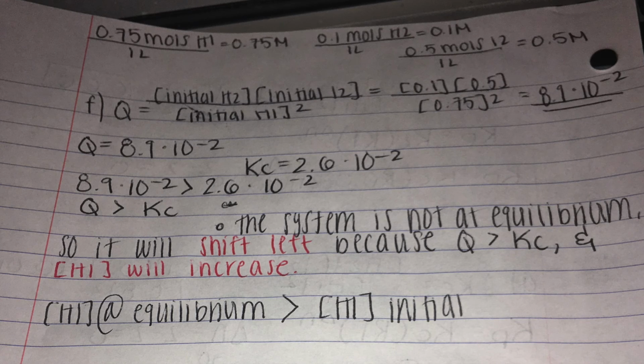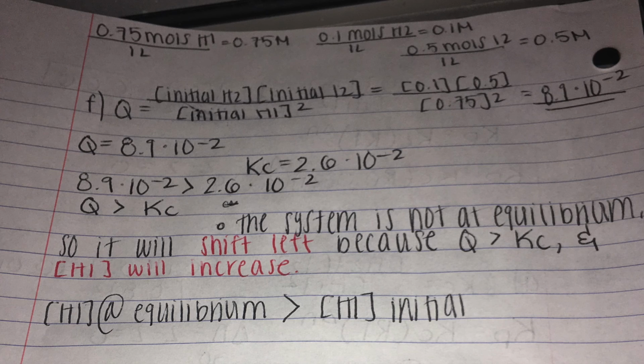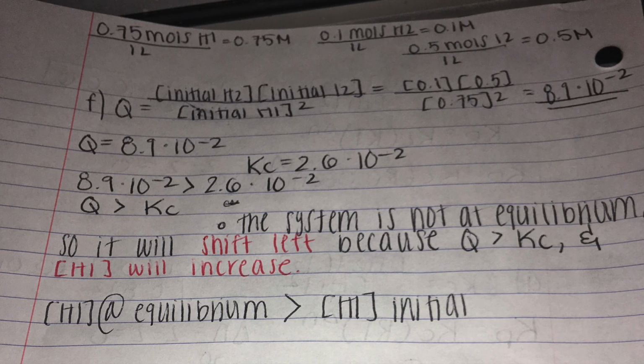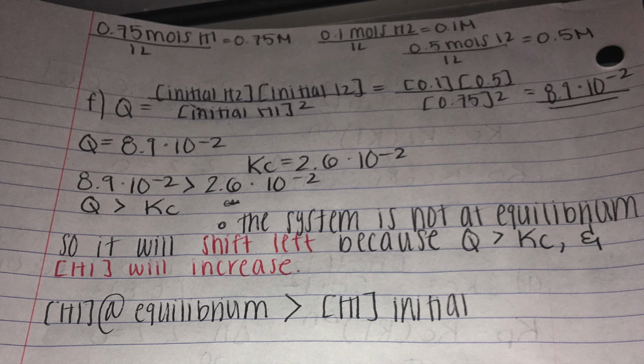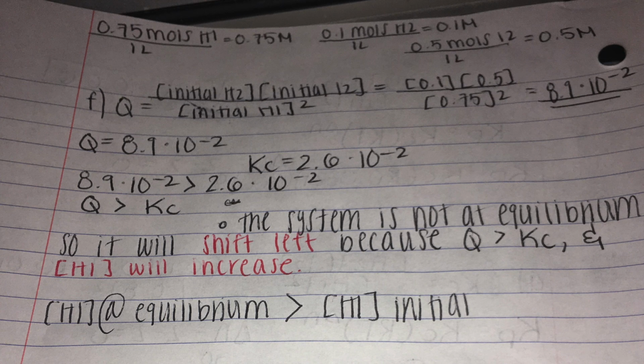So Q is greater than Kc, since Kc only equals 2.6 times 10 to the negative second. This means the system is not at equilibrium and will shift left, and will produce more reactants, therefore producing more HI. So the concentration of HI at equilibrium is greater than the initial concentration of HI.